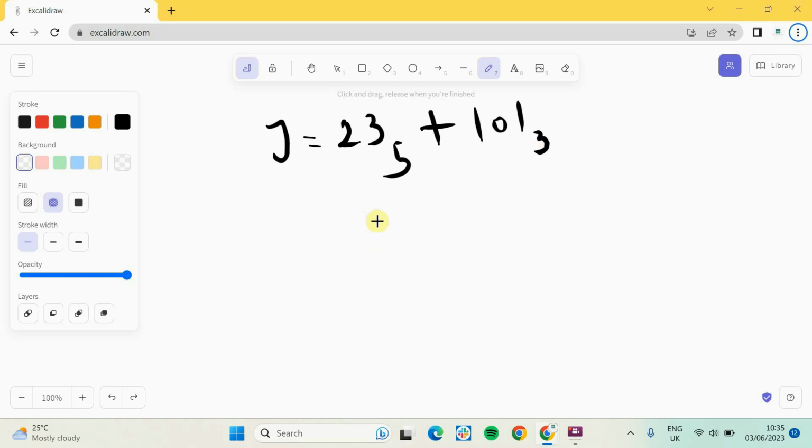Welcome back. Alright, so because they are in different bases, as I said, anytime you're adding different bases, you have to convert each of them to base 10. So let's convert this one to base 10. Right, so that will be 2 times 5, plus what? 3 times 5.